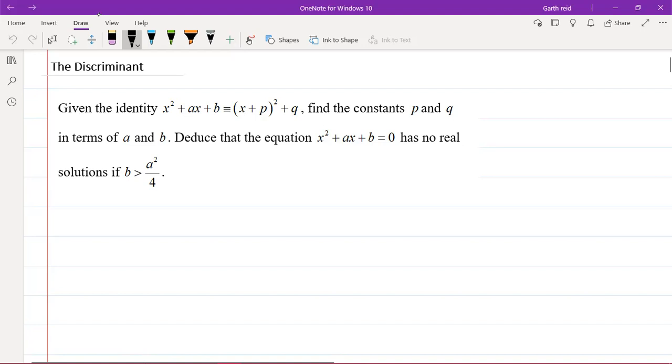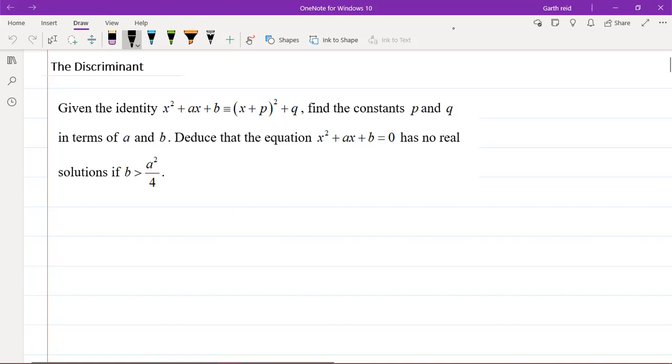Today I'll be looking at the discriminant of a quadratic function in the CSEC additional mathematics syllabus. Here I have a question which says that given the identity x squared plus ax plus b is the same as x plus p all squared plus q, find the constants p and q in terms of a and b. Then we are to deduce that the equation x squared plus ax plus b equals 0 has no real solutions if b is greater than a squared over 4.